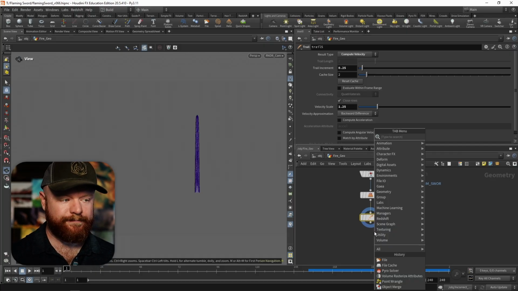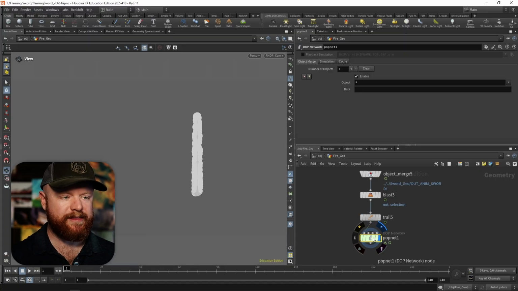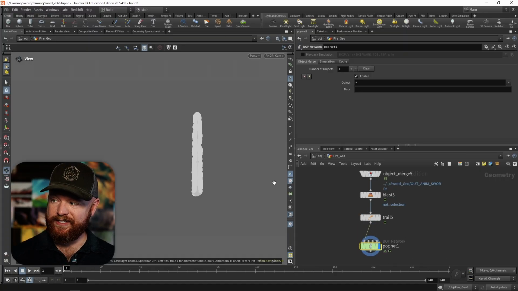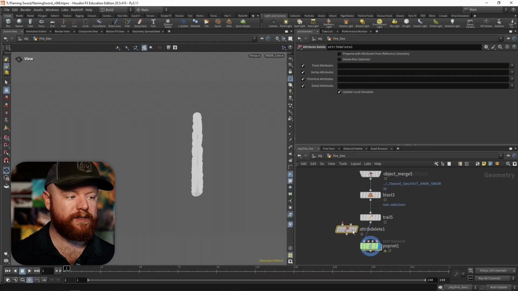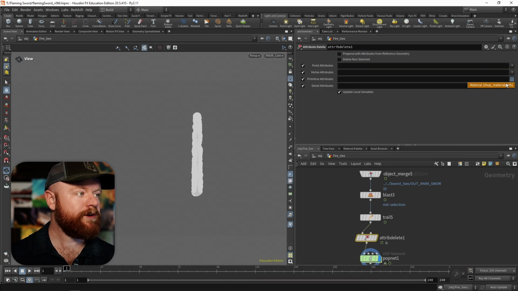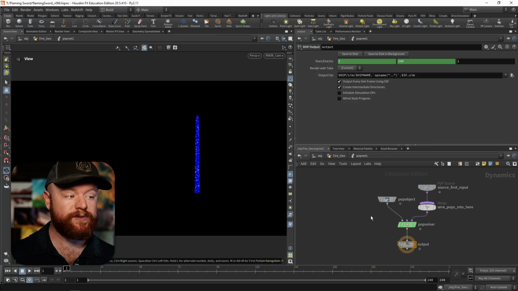Okay, well, right away, pop network. If I take this into a pop net, we have this issue because the shop material path attribute is still there. So I'll get rid of that real quick. Attribute delete, and we'll go here and get rid of that material. Okay, so now we just have particles.